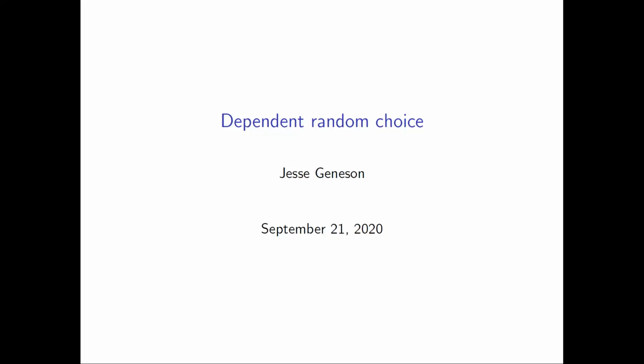Hey, welcome back. In this video, we're going to talk about a very powerful probabilistic method called dependent random choice. And we'll use it to prove some new upper bounds on some Turan extremal functions. And when I say new, I mean new to our class, not new to the world.